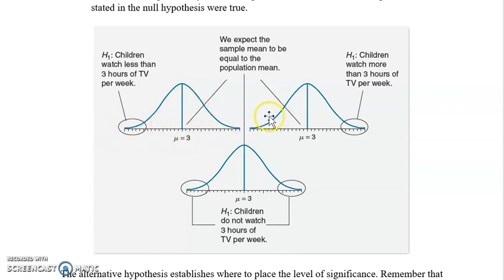So if you put in your null hypothesis that the population mean is equal to 3, then in your alternative hypothesis, you put that the population mean is not equal to 3. Because if we do a one-tailed test, you state in your alternative hypothesis that the population mean is less than 3, or if on the other side, that the population mean is greater than 3.